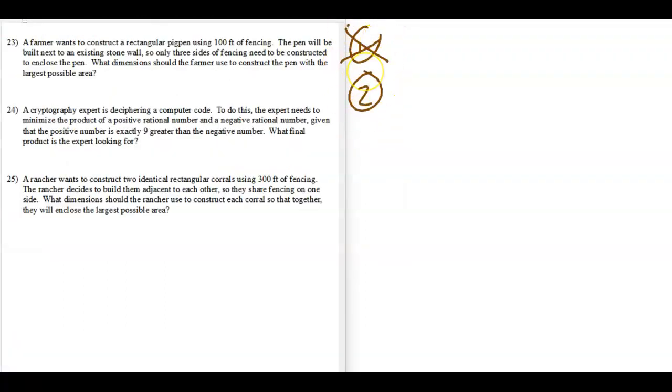Step 2, though, we are going to go ahead and write out our primary equation. So what I'm trying to minimize here is the product of a positive rational number and a negative rational number. So the product is the positive rational number. What letter should I use for positive?